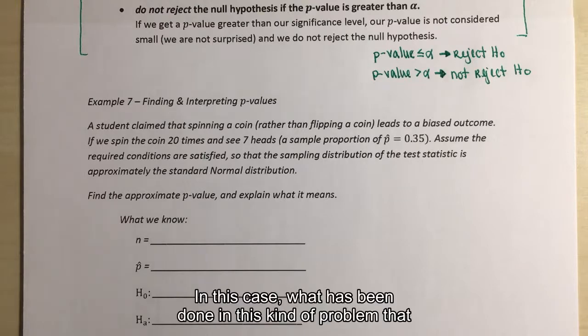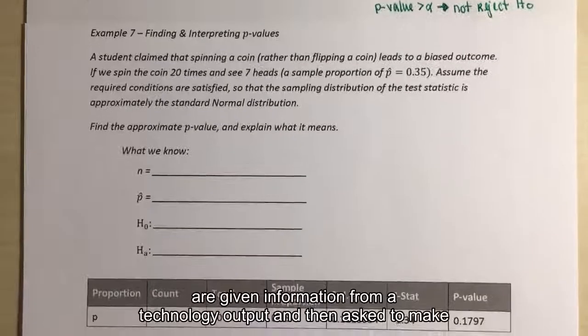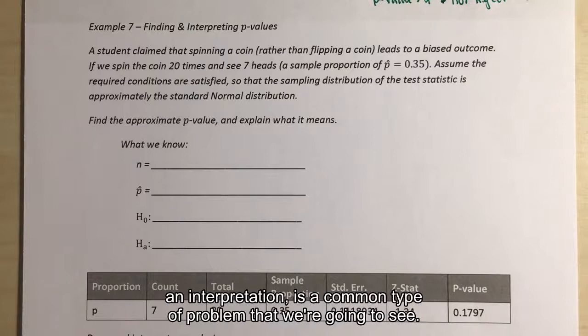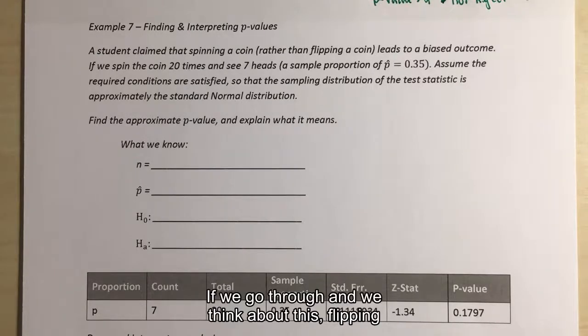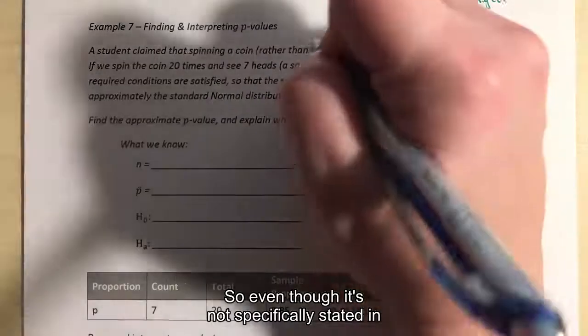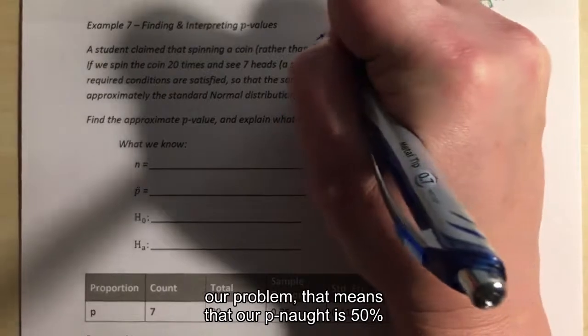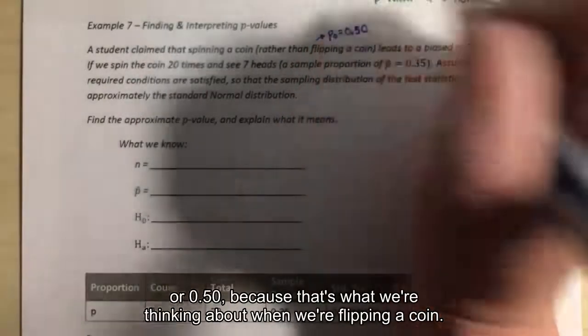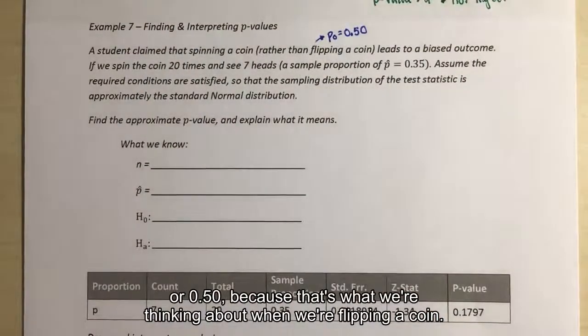So in this kind of problem, where we are given information from a technology output and then asked to make an interpretation, is a common type of problem that we're going to see. If we think about flipping a coin, we know that we have a 50% chance of landing heads. So even though it's not specifically stated in our problem, that means that our p naught is 50% or 0.50, because that's what we're thinking about when we're flipping a coin.